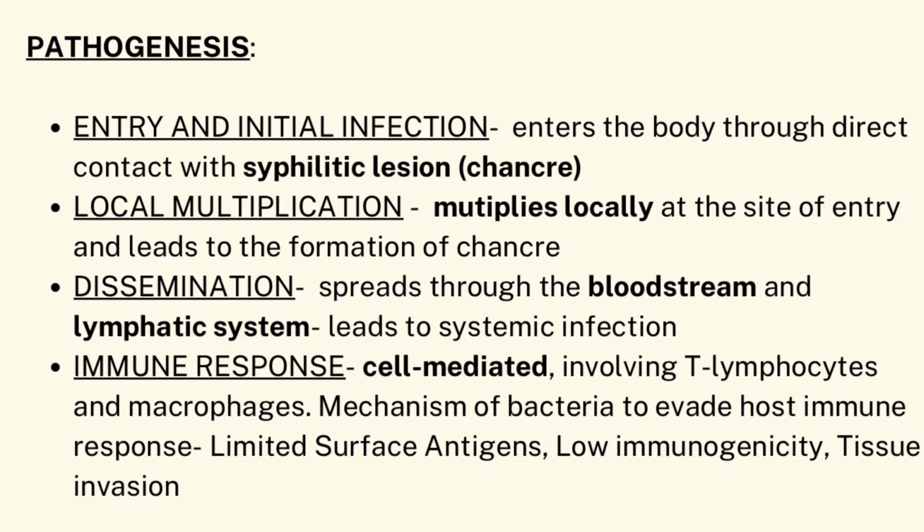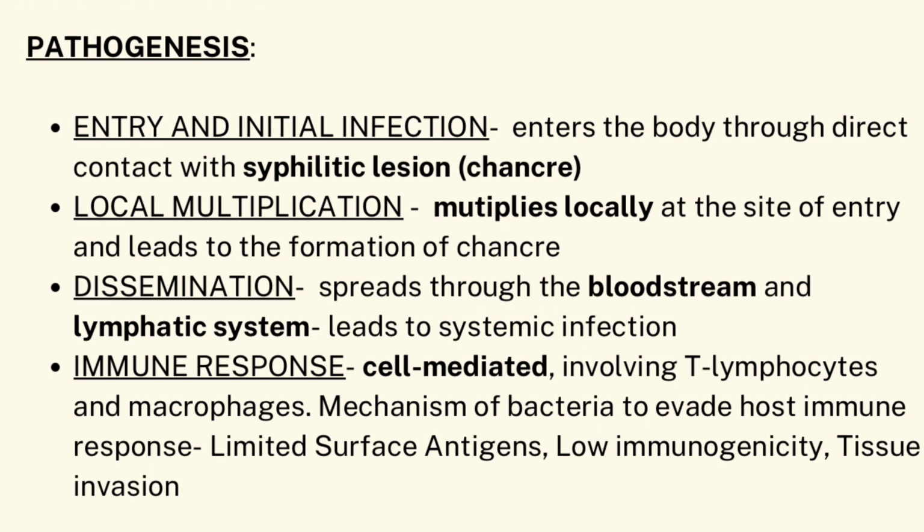Pathogenesis of Treponema pallidum involves a complex interaction between the bacterium and the host immune response. Treponema pallidum enters the body through direct contact with a syphilitic lesion, the chancre. A chancre is a painless ulcer. The entry can occur during sexual activity or from mother to child during childbirth. The bacterium then multiplies locally at the site of entry and leads to the formation of a chancre. It then spreads through the bloodstream and lymphatic system, leading to systemic infection.